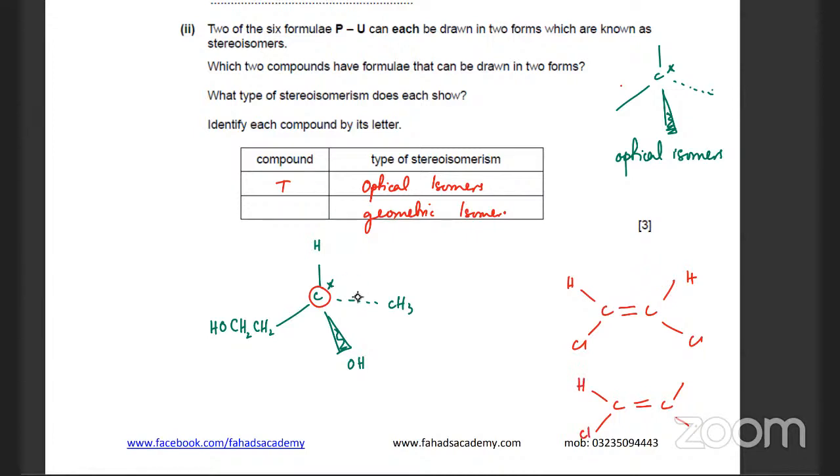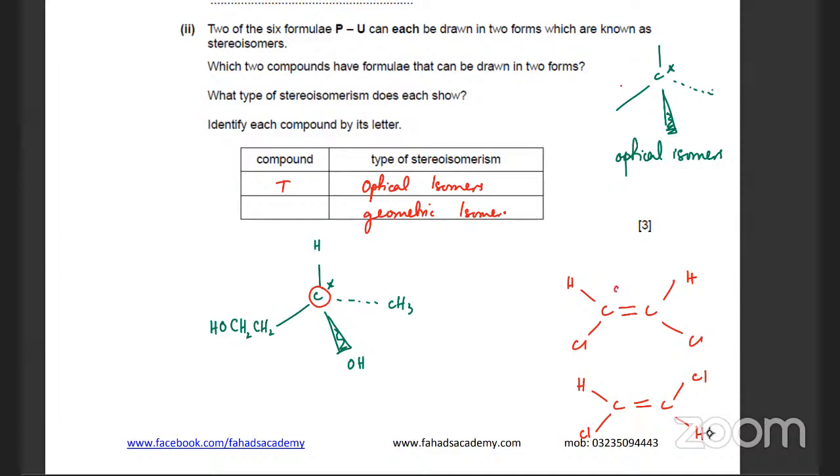Over here, the H would be pointing downwards and the Cl would be pointing upwards. So the only difference between the two is that the three-dimensional shape of the molecule is different. They have the same structural formula. The H is still bonded to the same carbon atom, except that it's pointing downwards instead of pointing upwards.